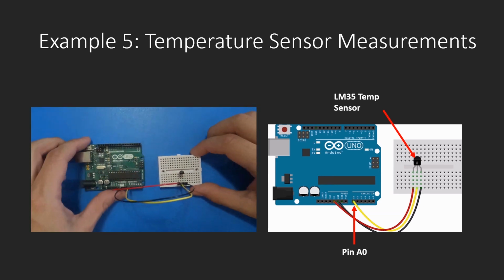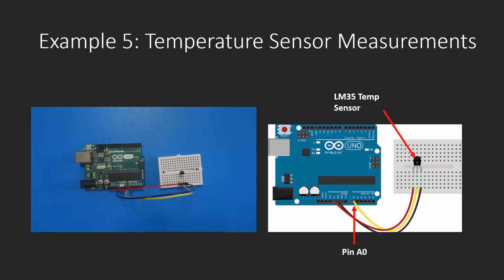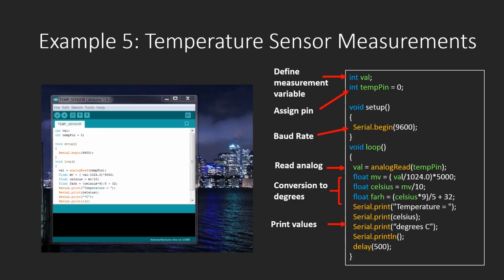Now let's have a look at the structure of the code. The first step is to define a variable to update our temperature measurements. In this case, I define it as an integer value called val. Next, we define a variable corresponding to the analog pin connected to our temperature sensor.